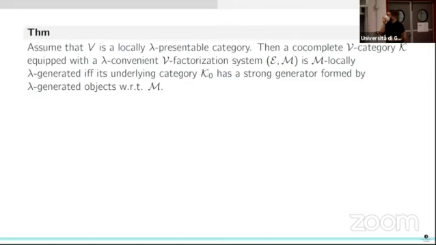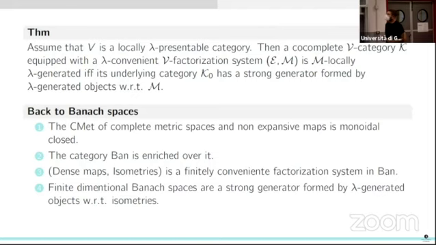So let's go back to Banach spaces. And here I'm just keeping the theorem to keep it in mind because there is a lot of data. So complete metric spaces is a monoidal closed category. So it's some enrichment, and then the category of Banach spaces is enriched over it. So we have also that. And then dense maps and isometries is a finitely convenient factorization system in BAN. So this is also good.